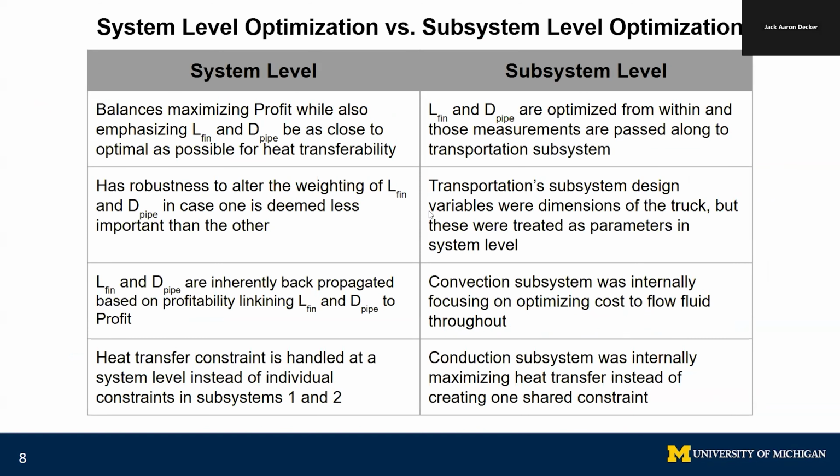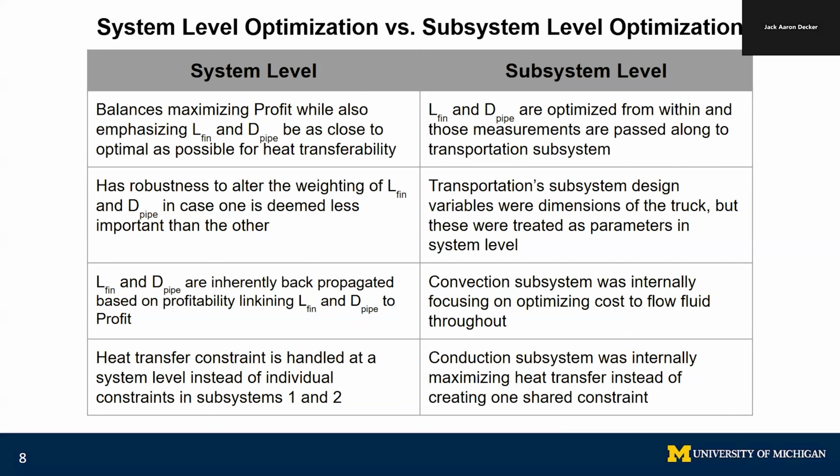So this table hopes to review some of the differences in system level optimization versus subsystem level optimization. So first, at the system level, the primary goal is simply to optimize profitability while balancing and ensuring heat transfer parameters are still met. At the subsystem level, each design variable is optimized locally and then passed along to the final subsystem, which creates suboptimal performance from a broader perspective.